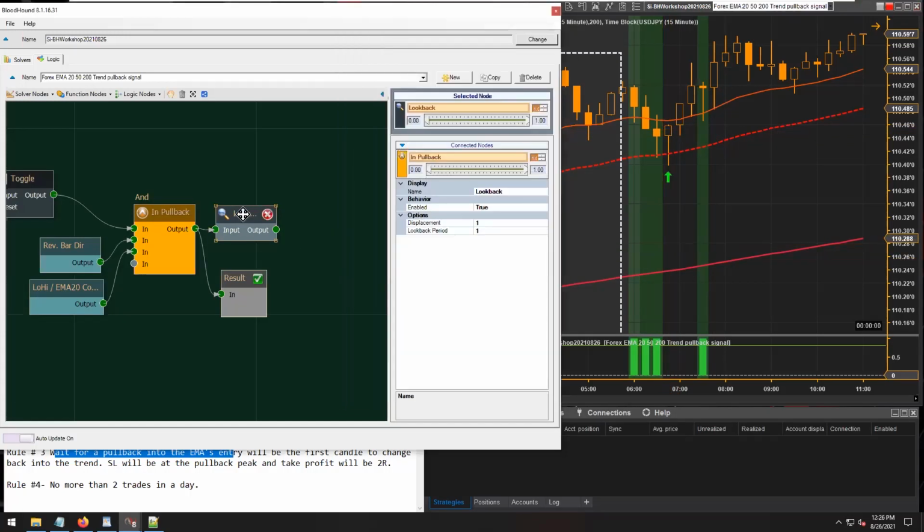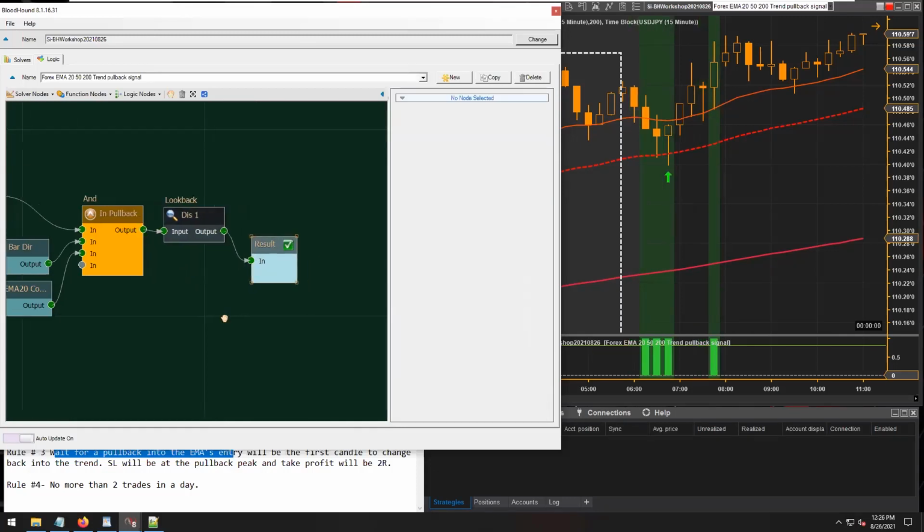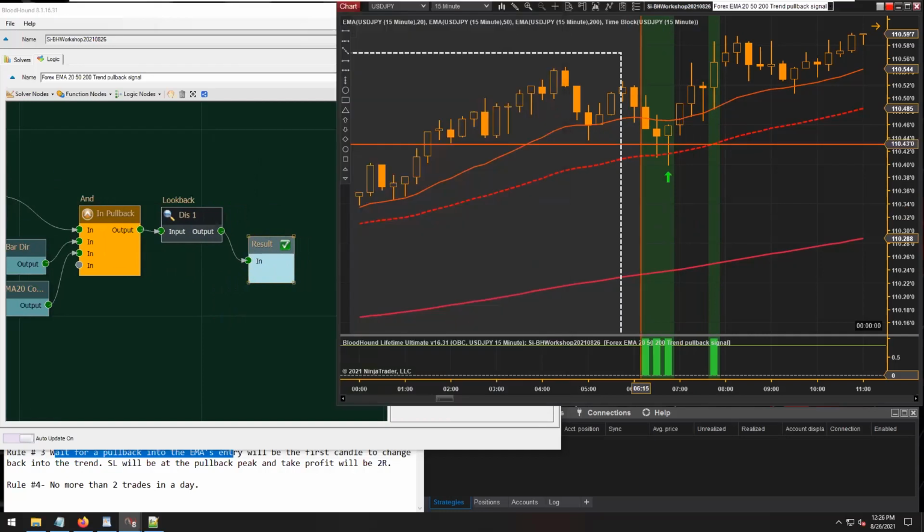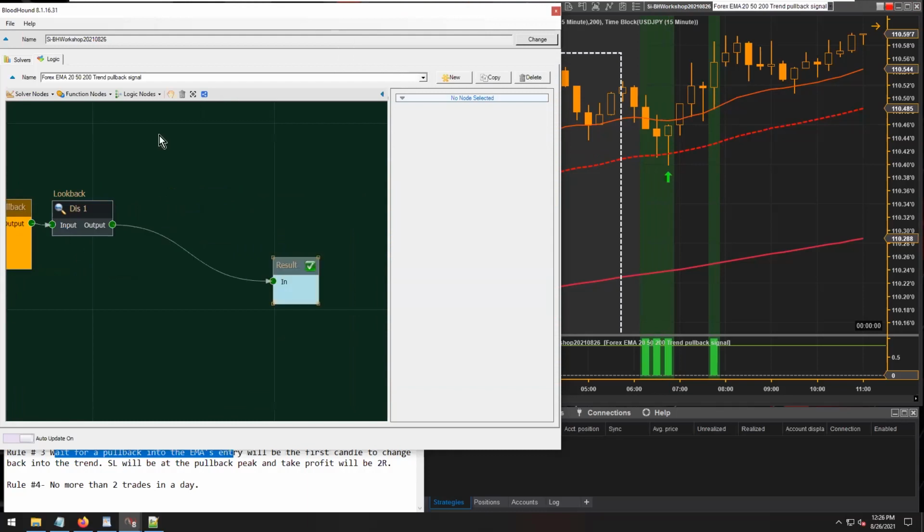We can simply use a look back here, and we're going to use this displacement function. Like so. Let's connect that in there. There we go. Those 3 down bars are pullbacks, and we can see the long output was now shifted forward 1 bar onto that signal bar. So now we're almost there.